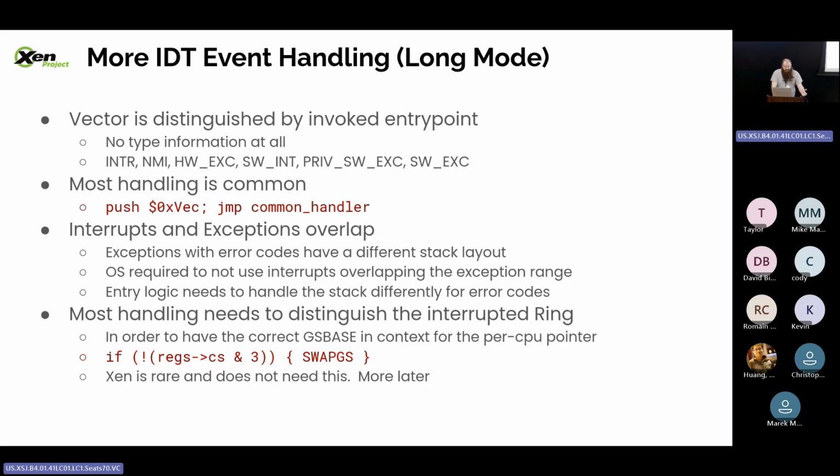The other thing is, in 64-bit, most code has to switch GS base pointer to get to the per CPU pointer. Xen does not need to do this, but it's relevant to the design of FRED because literally every other operating system does. And therefore, Intel decided to go with the common way of doing it.